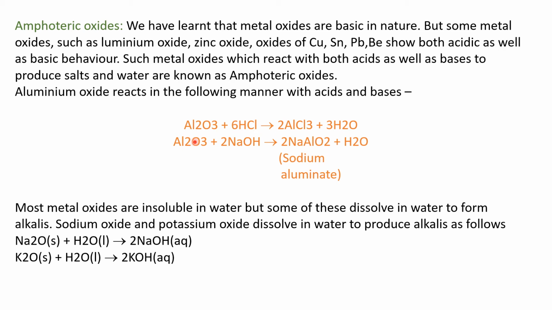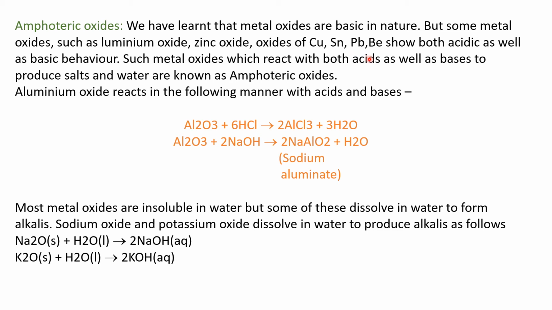their nature when you study, some are basic in nature and some metallic oxides can show both acidic and basic nature, and such oxides are known as amphoteric oxides. Remember the word amphoteric oxides, which means the metallic oxides which can show the dual nature of acidic and basic behavior. Examples of amphoteric oxides are aluminium oxide, zinc oxide, cupric oxide, tin oxide, lead oxide and beryllium oxide.